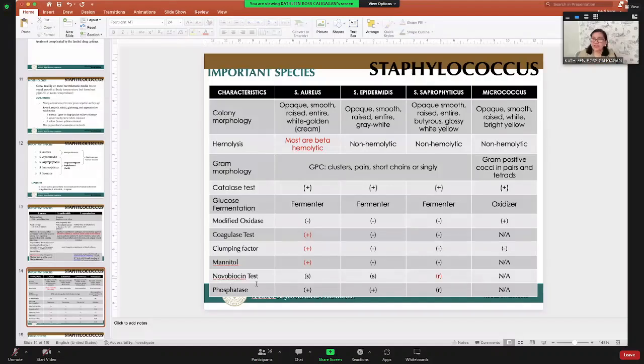But this one, the novobiocin test. This is a presumptive or susceptibility test for Staphylococcus epidermidis. This novobiocin test is a susceptibility test that will differentiate epidermidis from saprophyticus. Again, it's considered a presumptive test for Staph epidermidis.